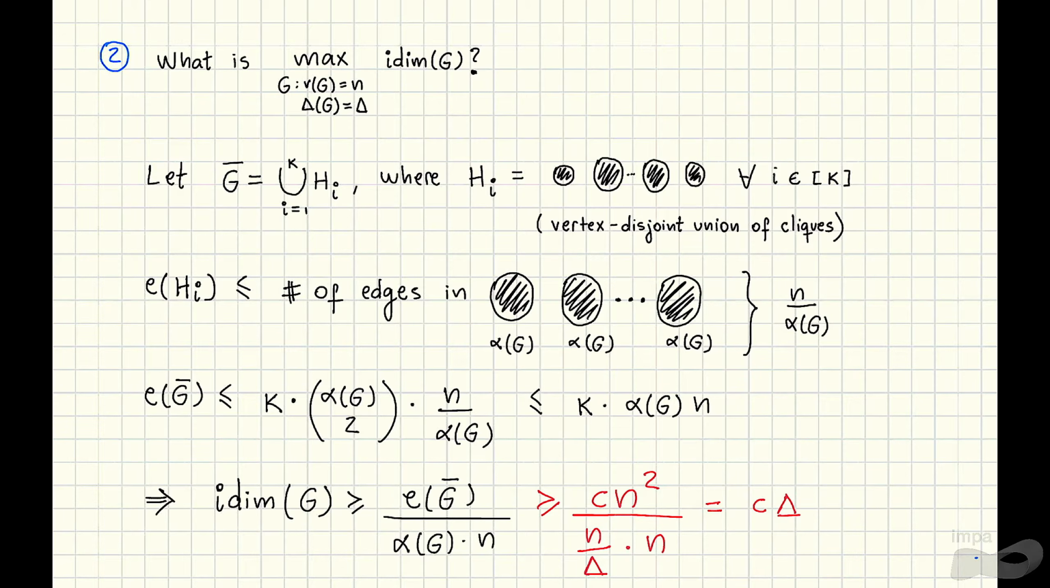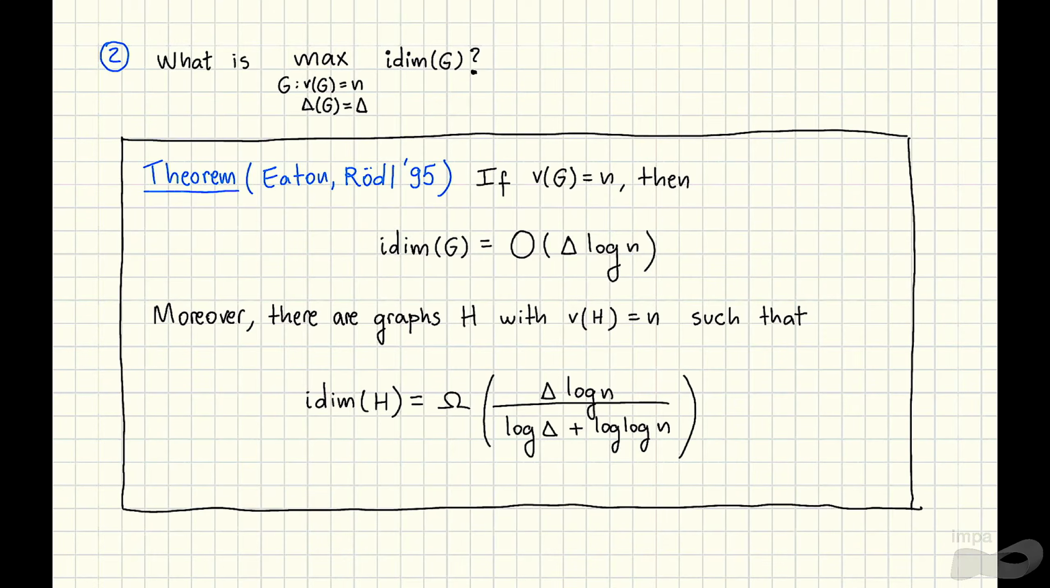Surprisingly, this is not far from the truth. Ito and Rodel showed in the 90s that if your graph has n vertices and max degree delta, then IDIM is really at most delta log n. So this silly and wrong argument is correct up to a factor of log. And moreover, they show that this is almost sharp, in the sense that they found a construction of a graph where the IDIM is at least delta log n over log delta plus log log n. And if I'm not mistaken, this is still an open problem: where exactly is the truth here? Can you come up with a better example or a better bound for this IDIM?